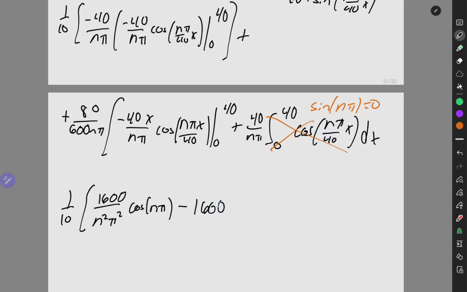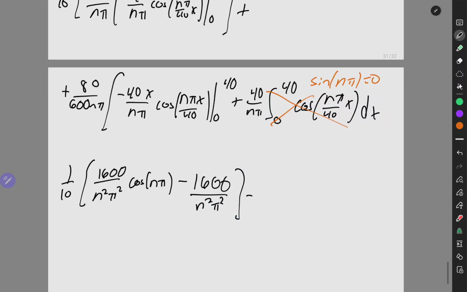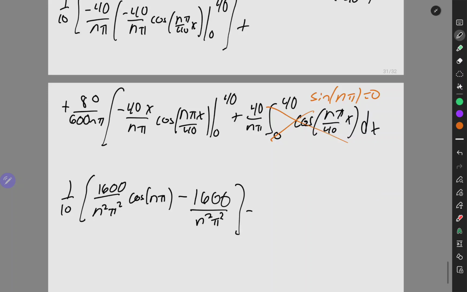A lot of sign things going on right there. N squared pi squared minus here, let me think about this. What's 800 over 6? I'm sorry, 80 over 600 times 40. Oh, whoops. Times 40 is 16 over 3. What's 80 over 600? 80 over 600 is 2/15.